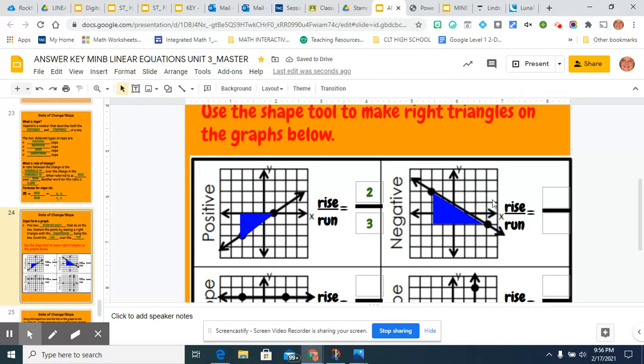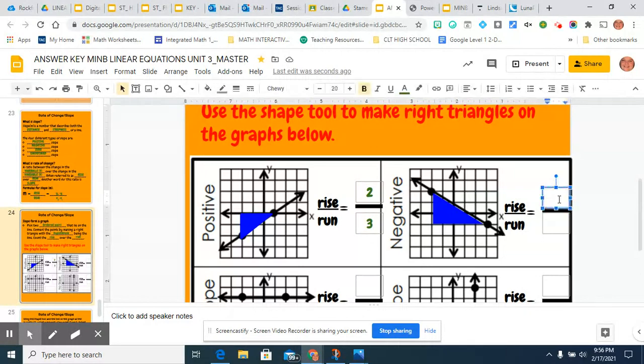And so here, when I'm looking at my rise, I'm going downward. So I'm not moving up, I'm moving down. So I'm moving down 1, 2, 3 blocks. So my rise is going to be a -3. And my run from here is 1, 2, 3, 4, 5.